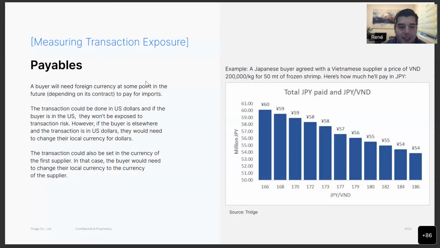So he's yearning for the Japanese yen to appreciate against the Vietnamese dong. If the Japanese yen strengthens to 186 dong per yen, that way he would have to pay just 54 million yen, which is a big difference. The 54 million yen, you can see it at the last column of the graph. So this is the whole range of scenarios he has depending on how the currency movements are.